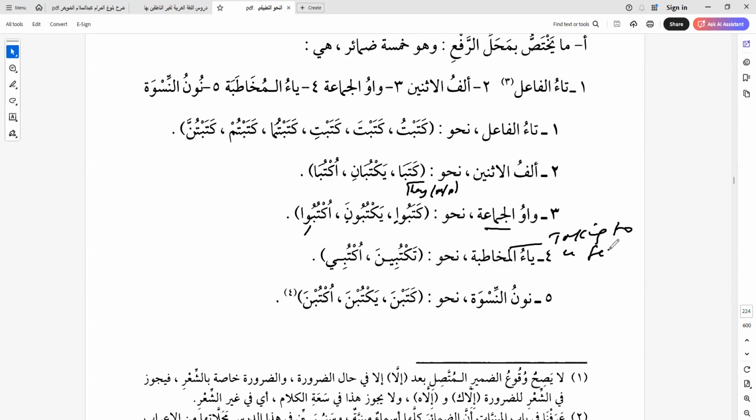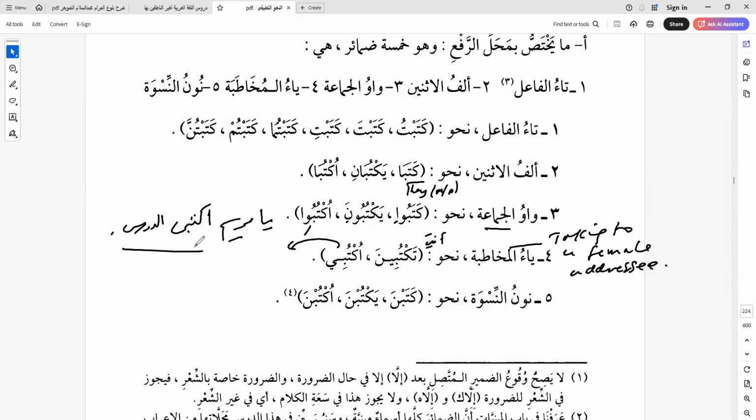a female addressee, right? Female addressee. You're addressing somebody. Taktubina. So anti taktubina. So if you are commanding a female, then you say uktubi. So ya Maryamu, a woman, uktubi. Uktubi darsa. Right? Please write the lessons.